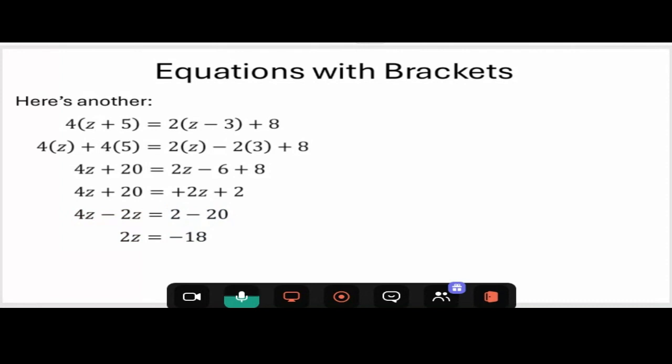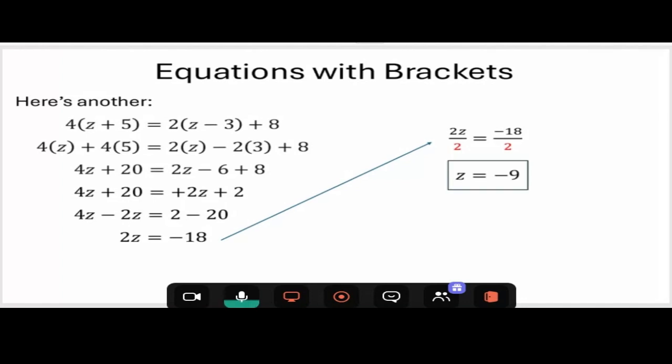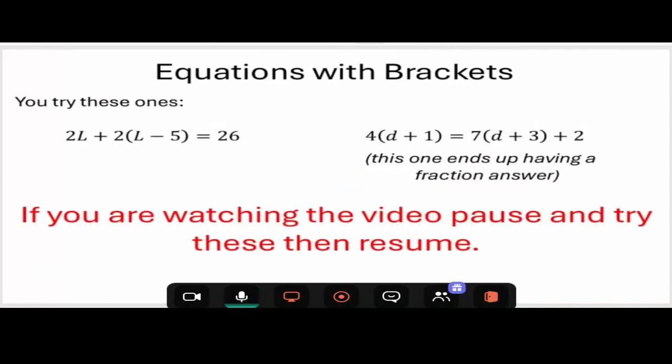And now I just got to get that z by itself by dividing both sides by 2. And negative 18 divided by positive 2 is negative 9. All right, so that one is a little more involved, but again, you see all we do, look at this first step, expand the brackets, and then we just end up with an equation that we already knew how to solve. So here is a couple for you to try.